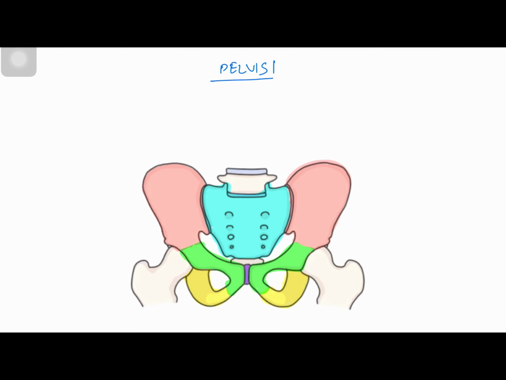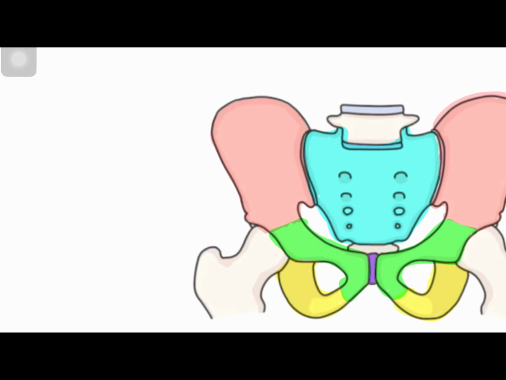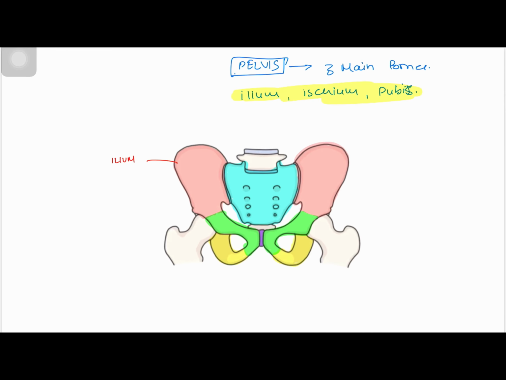We will now start the pelvis. There are 3 main bones of the pelvis: ilium, ischium, and pubis, plus the sacrum. I have not written sacrum over here. Let's discuss the bones. The bone in red is the ilium, the one in yellow is the ischium, and the one in green is the pubis.